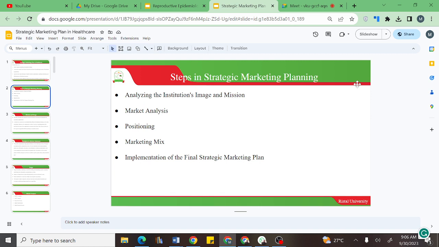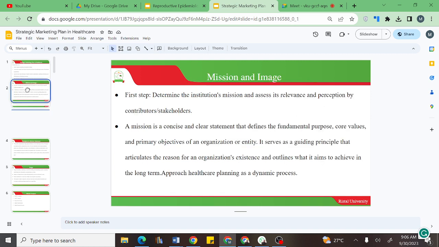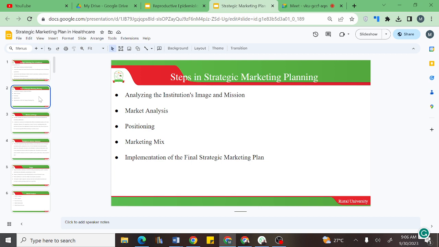Okay, so a marketing plan is actually very, very key in a healthcare organization because it is this plan that we can really strategically place the organization or the health organization in a situation where it can have competitive advantage. Okay, so this can only happen if we really take deliberate steps in developing this marketing plan. So what are the steps that you can really follow in making this strategic marketing plan?